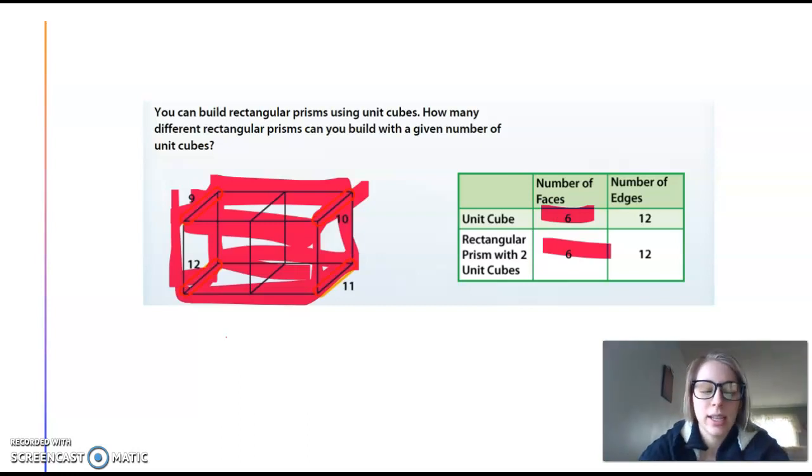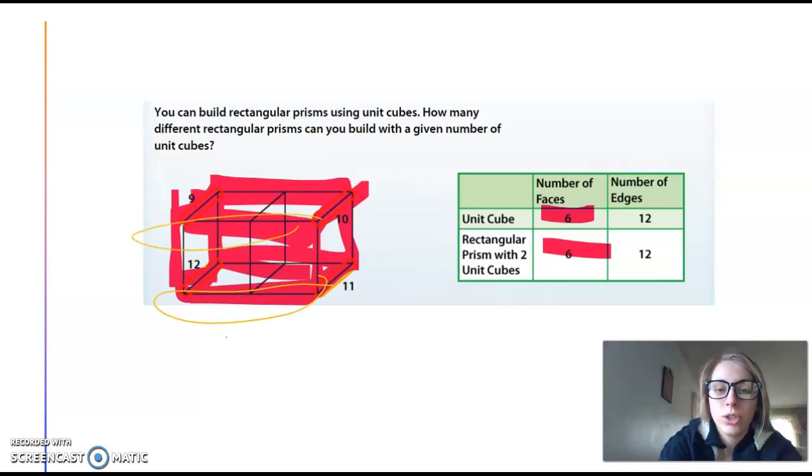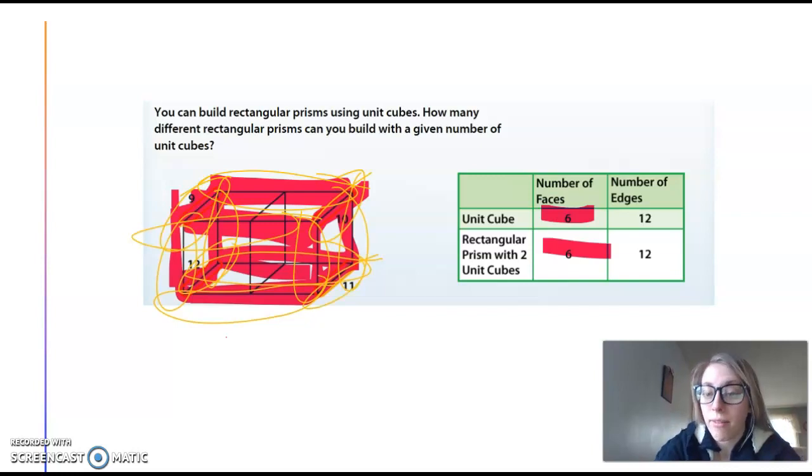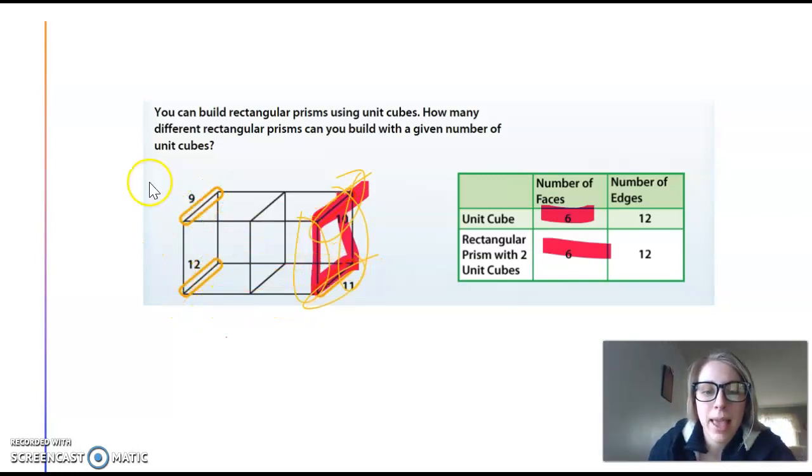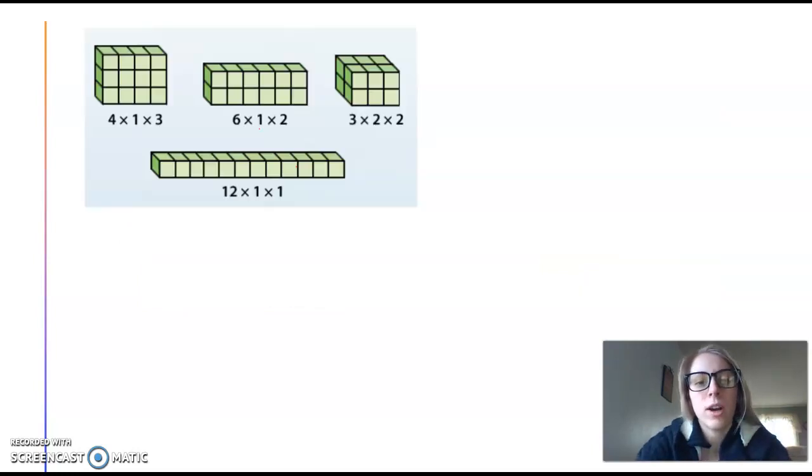Okay, so even with a rectangular prism, since they're pushed together and they now share a side, we still only have 6 sides. Counting the edges, we have 1, 2, 3, 4, 5, 6, 7, 8, 9, 10, 11, 12 edges. So same number for both the rectangular prism and one single unit cube. Okay, moving on to our next slide.